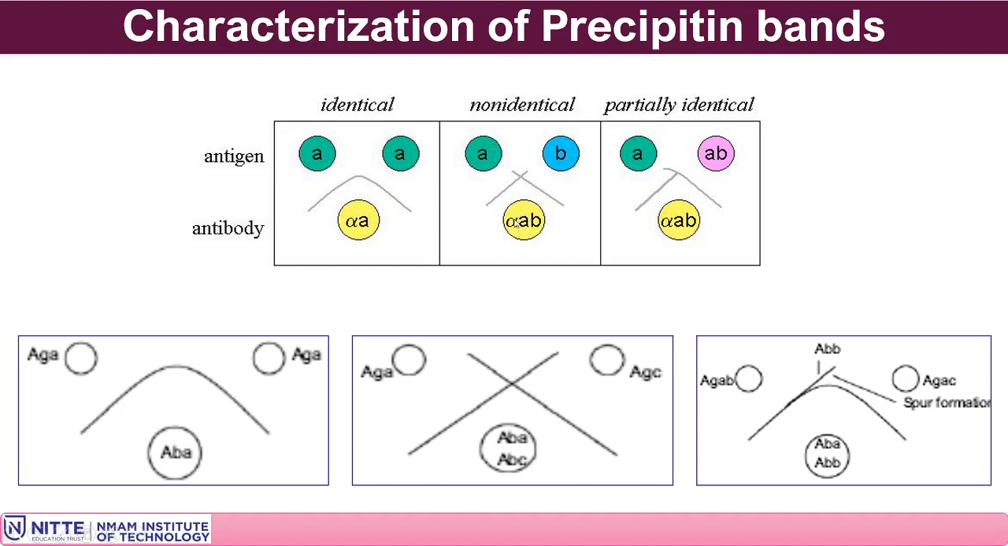Correspondingly, antibody A and antibody B are present in the antibody well. When the precipitin bands appear between these wells, because of the dissimilarity of the antigens, the two precipitin bands will crisscross with each other as shown here. There is crisscross. It is not smooth as shown on the left-hand side.